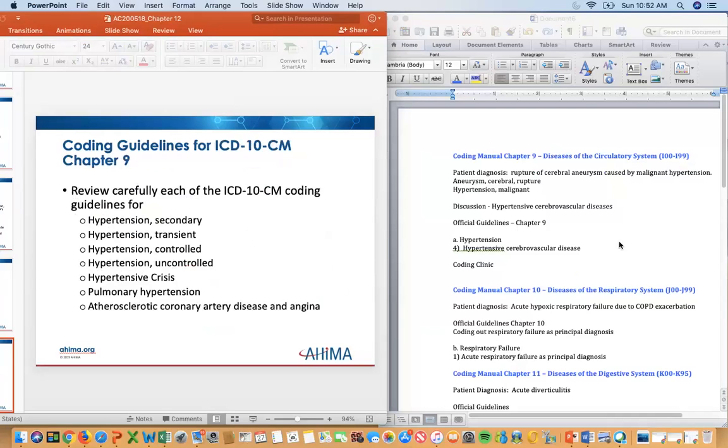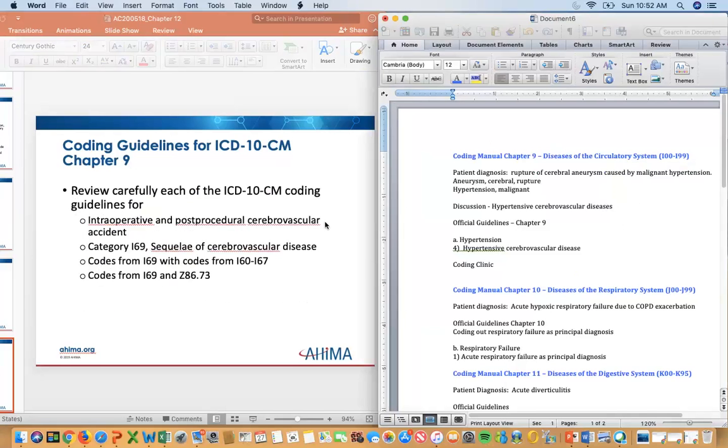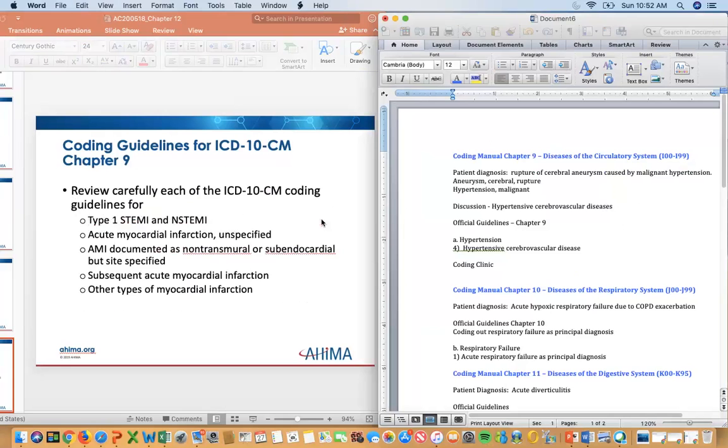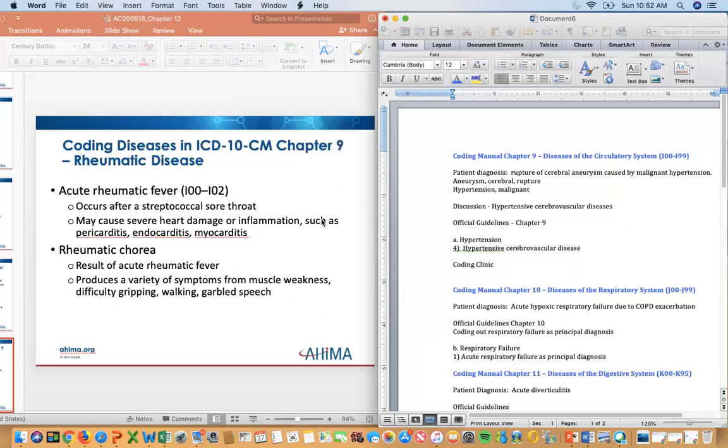So you'll see right across from my document here that we are actually going to be coding out a patient with a rupture of the cerebral aneurysm caused by malignant hypertension. And I'm going to walk through that with you shortly. So I'm going to make my way through these PowerPoints, and again, I will not go through all of this, but I will breeze through it, and then it's your responsibility to hit those files, pull up those PowerPoints, and really you can take your time and review through each one. All right, so they do talk quite a bit about type 1 STEMI and STEMIs, the myocardial infarctions.